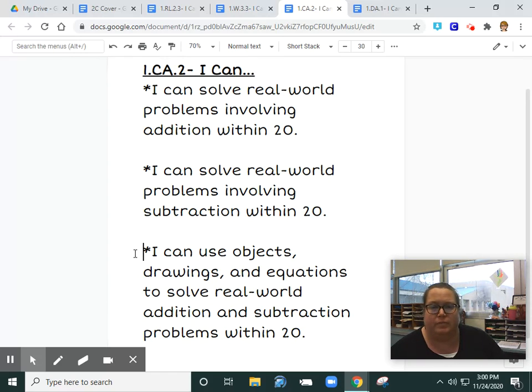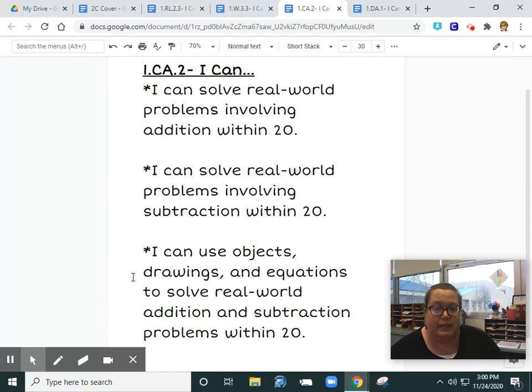And that's what this last one talks about. I can use objects, drawings, and equations. Another way we say equations is number sentences, or facts. Okay, you may hear them called different things. Equations means number sentences or number models or facts, okay? So again, I can use objects, drawings, and equations to solve real-world addition and subtraction problems within 20.